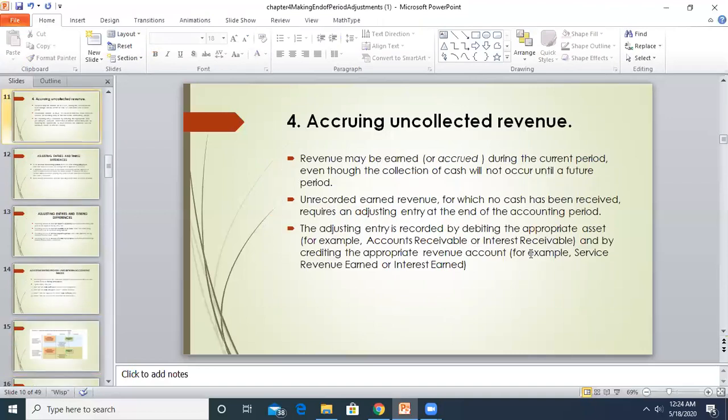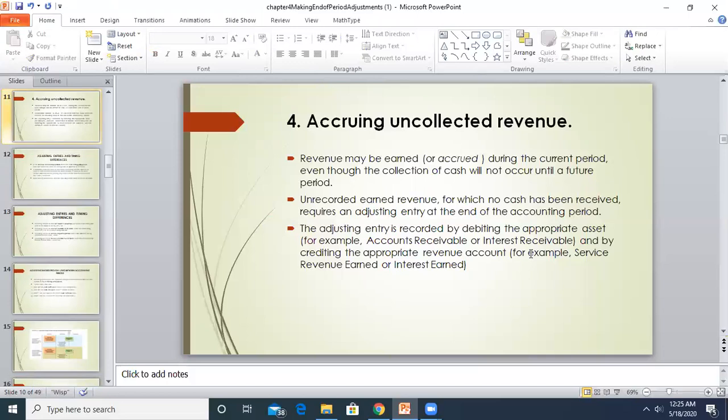Similarly, there are certain incomes. This case is totally opposite to that of expenses. Revenue may be earned during the current period, even though the collection of cash will not occur until a future period. So what does that mean? You have given your services to the client, but you have still not received any payment yet. Unrecorded revenue for which no cash has been received requires an adjusting entry at the end of the accounting period.